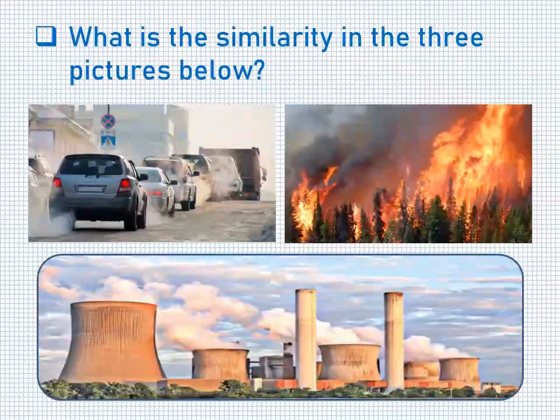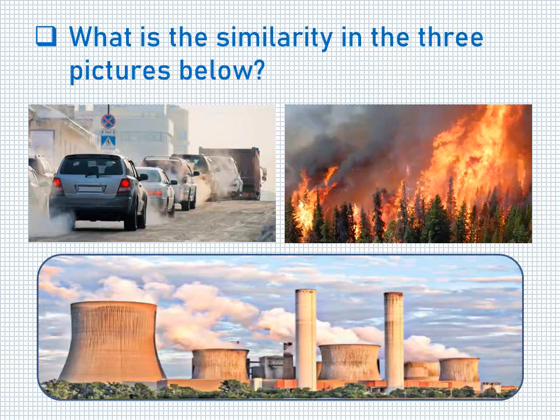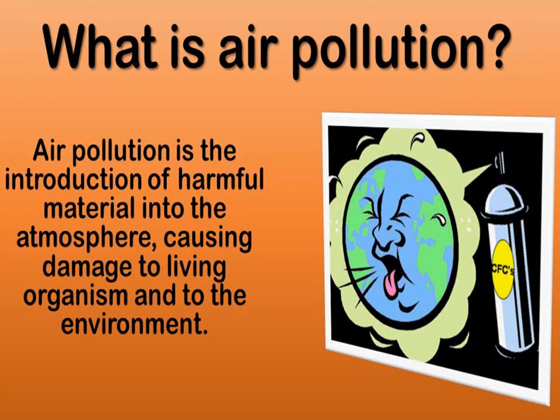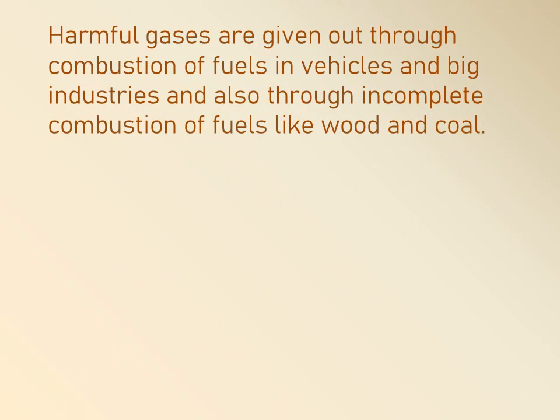Here are some pictures. What is the similarity in these pictures below? Yes, you can see the smoke emitted by cars. Due to forest fire, the smoke is coming out and the factories are polluting the air. Pollution. What is air pollution? Air pollution is the introduction of harmful material into the atmosphere, causing damage to living organisms and to the environment. Harmful gases are given out through combustion of fuels in vehicles and big industries, and also through incomplete combustion of fuels like wood and coal.